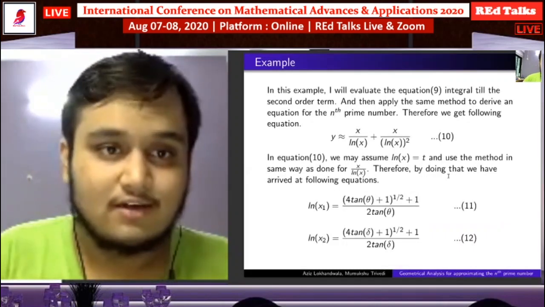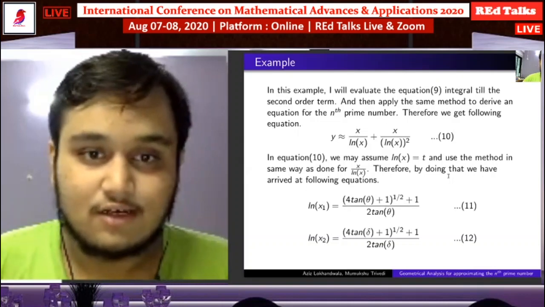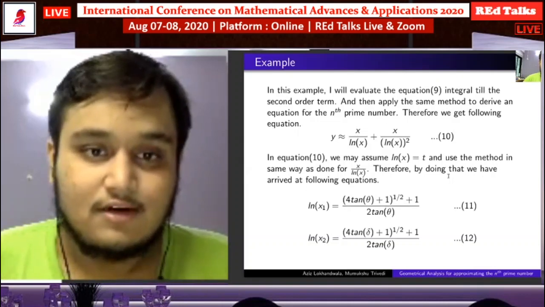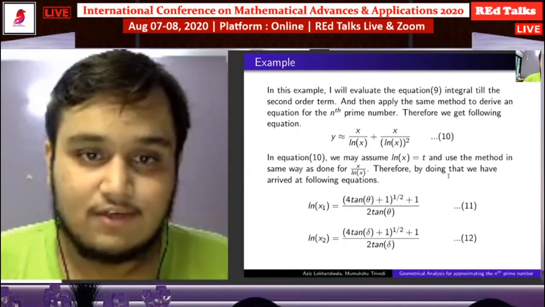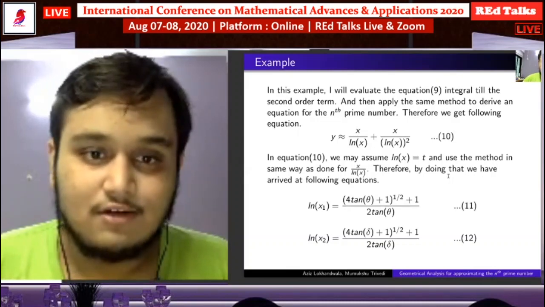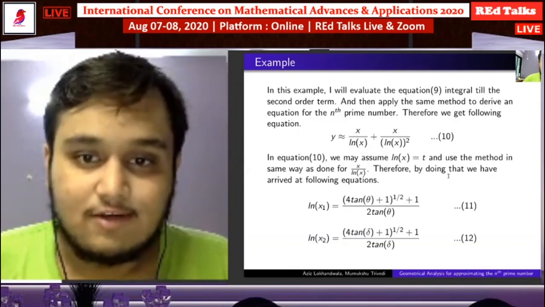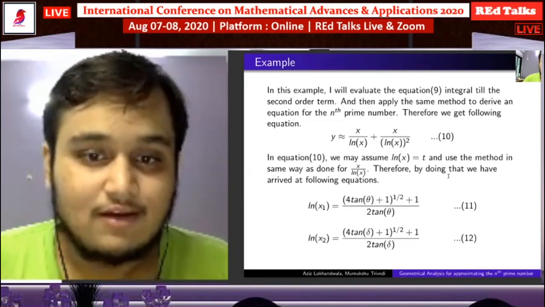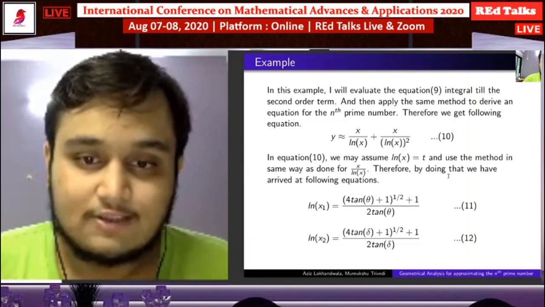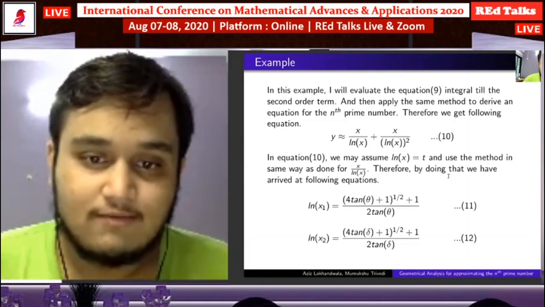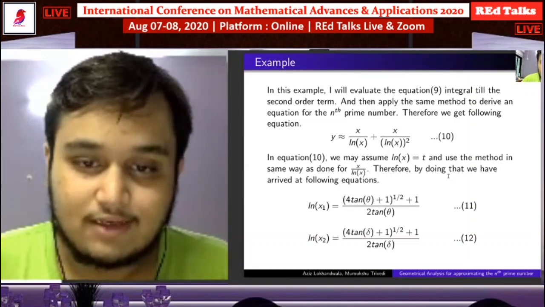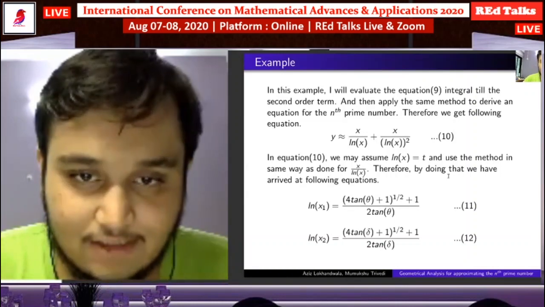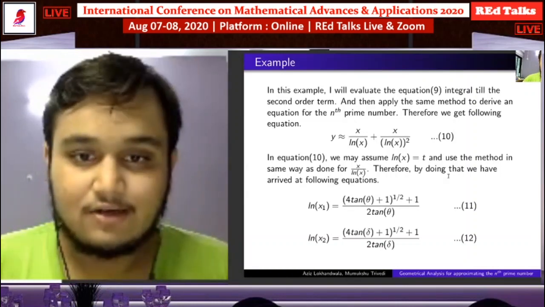So firstly, I will calculate it for x over log x squared. So let y be roughly equal to x over log x plus x over log x squared. Now in the above equation, we may assume log x equal to t to solve it in quadratic equation form. Now we will do the same thing. We will pass two lines from the origin with slopes m1 and m2, making angles theta and delta in the positive direction of the x-axis in an anti-clockwise direction.